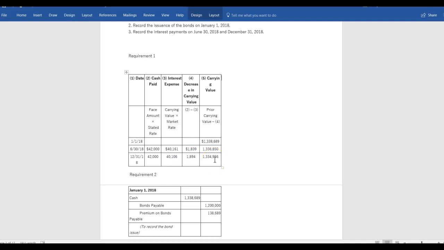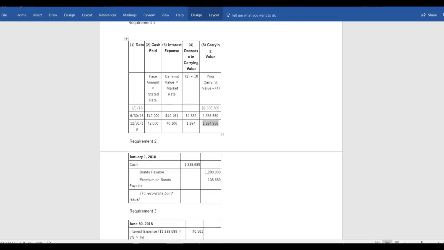So one question could be, what is the carrying value on the bond as of 12/31/2018? You would need to go through these steps in order to get this answer of $1,334,956. Another question you may have is, what would be the journal entry to record this bond issue?